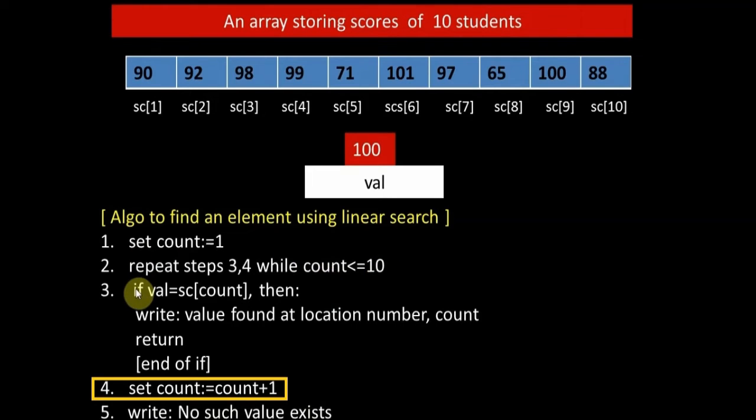Right, after that it will enter into the loop block. If val is equal to SC2, no. Again, these statements will not be executed because our condition has turned out to be false. Then it will reach step number 4.